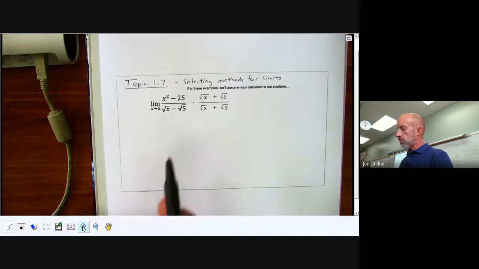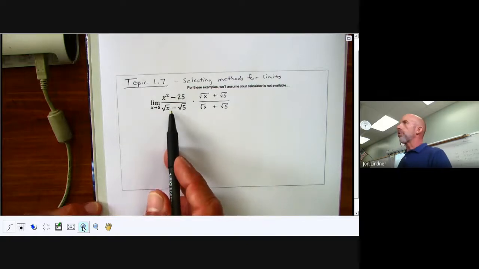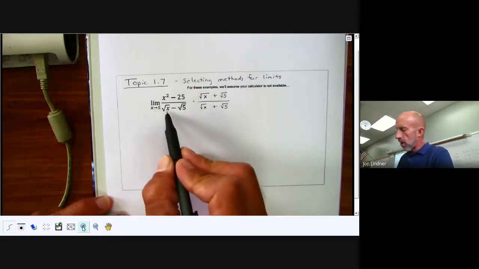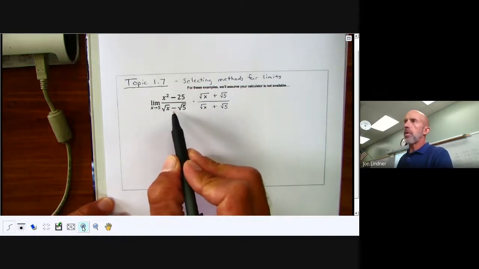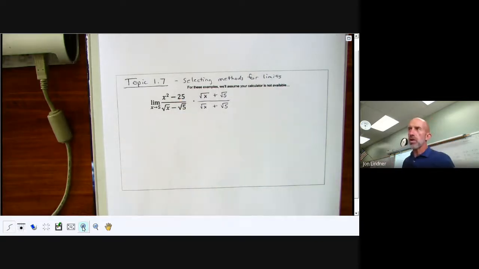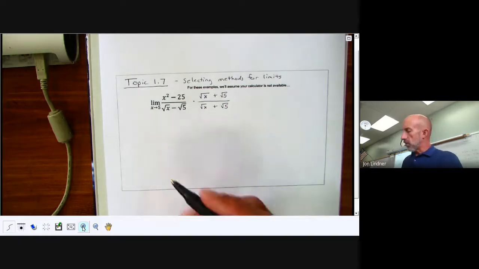Anytime you see this kind of weird radical someplace, and of course, remember what step one always is. We try substitution. If I try substitution here, if I put the 5 in, I'm going to get a 0 in the denominator. I'm going to get problems. So we've got to do a plan B, which we learned last week, is some type of factoring or manipulation.